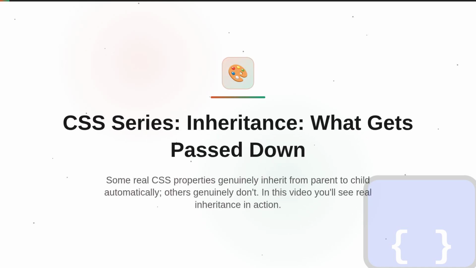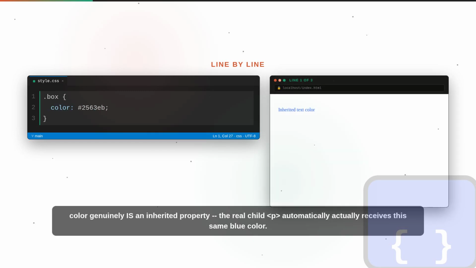Some CSS properties inherit from parent to child automatically, others don't. In this video you'll see inheritance in action. Color is an inherited property. The child p tag automatically receives this same blue color.